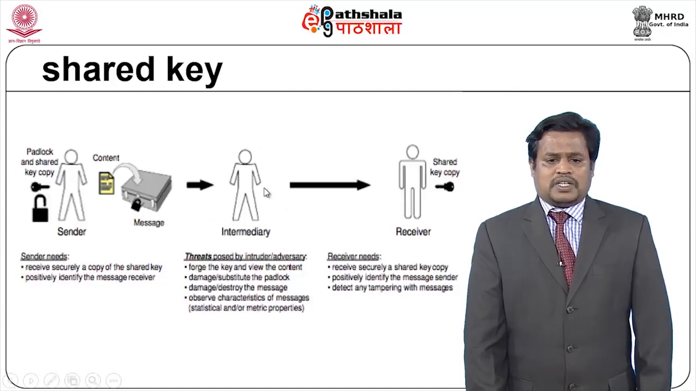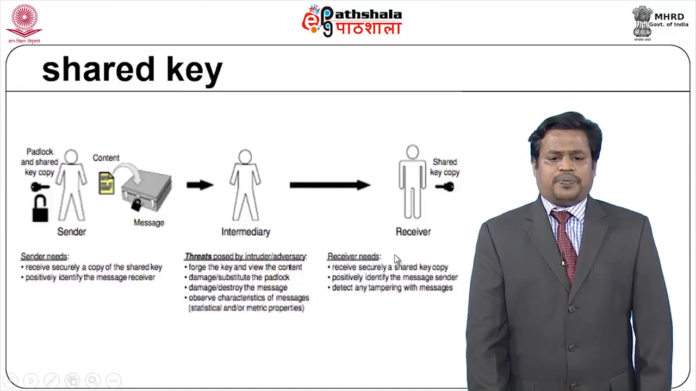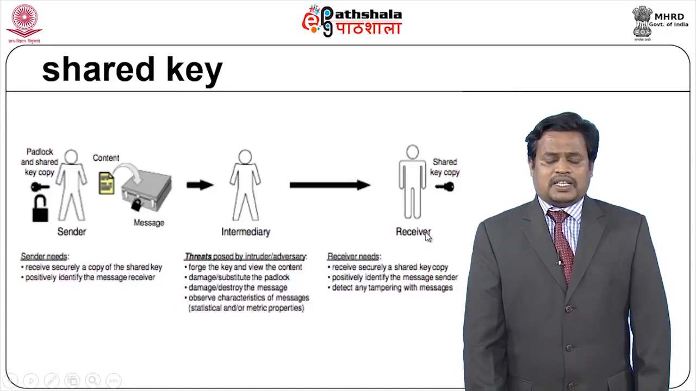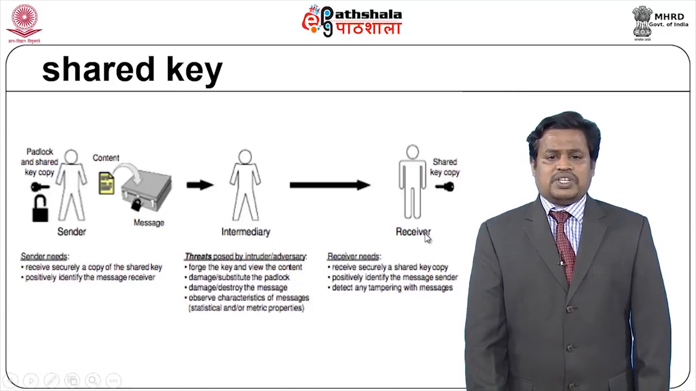When there is no person in between, for example Eve is not there, then there is no threat. The receiver will receive the message, securely receive a copy of the shared key, positively identify the message sender and detect any tampering with the message. As we understand, they will detect whether somebody has modified it or not, and that information is also very important. Now everything is sent as encrypted content.